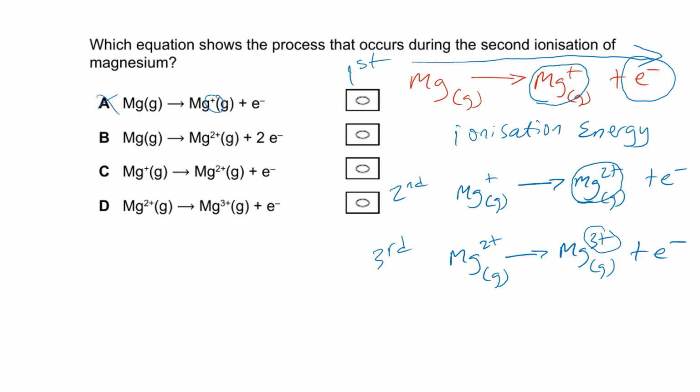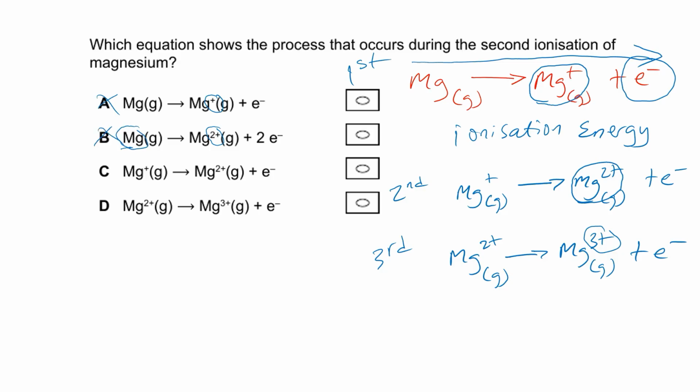Now option B, this has +2 on the right side, which is fine, but look at the left side. The left side says magnesium atom. This should be a magnesium ion. So this is wrong.